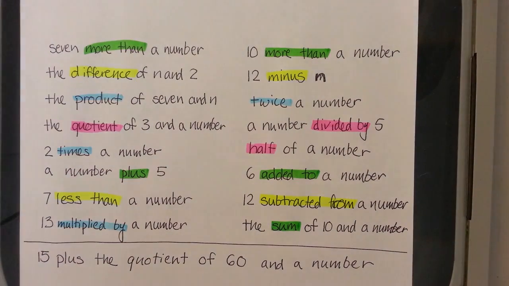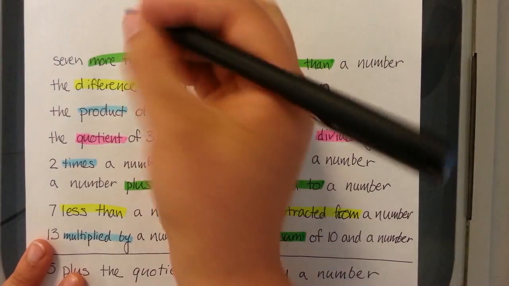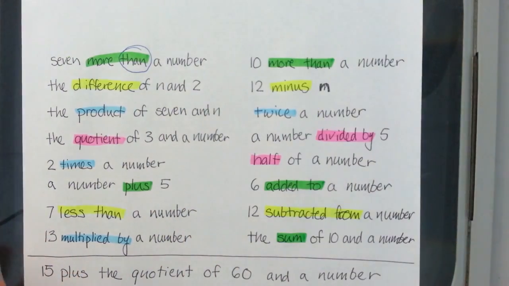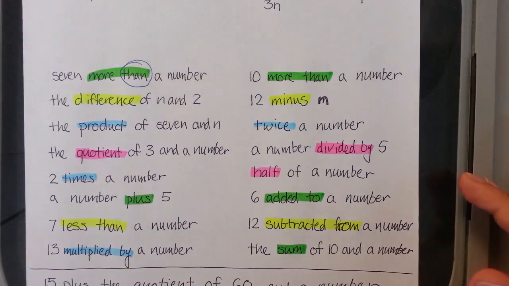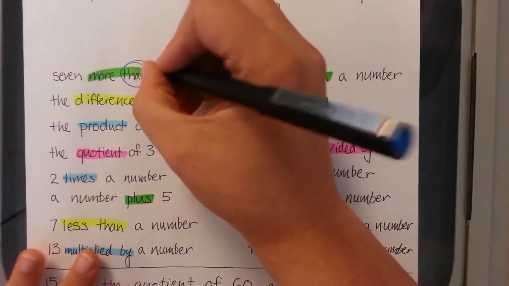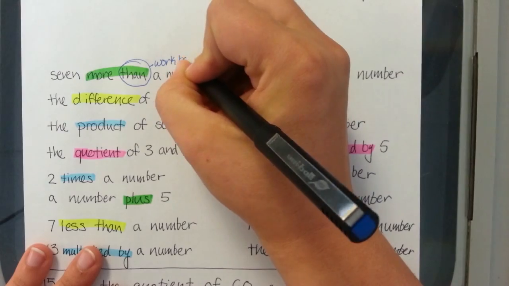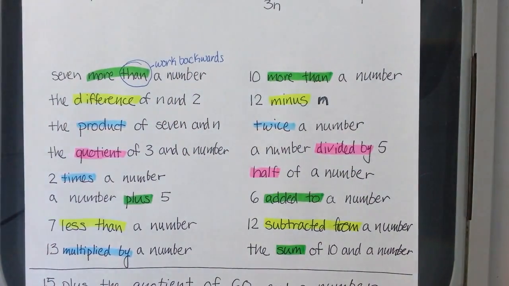Okay, now I'd like you to grab your pen or pencil, and we're actually going to translate these into some symbols now. 7 more than a number. I want you to circle the than. Than is a very important word that's going to change the meaning of these mathematical phrases. So than means we're going to work backwards, which means we also are going to just tack it on to the end.